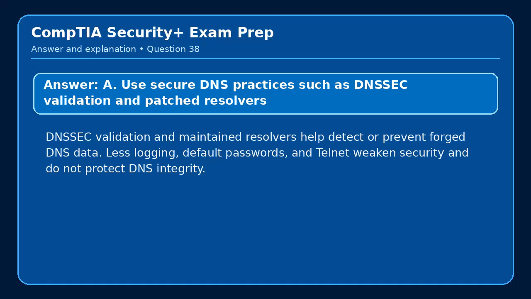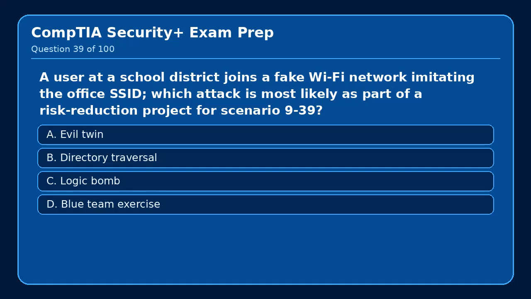Question 40. Which step helps a logistics company find unauthorized wireless access points before the production rollout for scenario 9 to 40? A. Increase password reuse. B. Disable all switch logs. C. Use only shared accounts. D. Perform wireless scans and compare findings to the approved inventory.